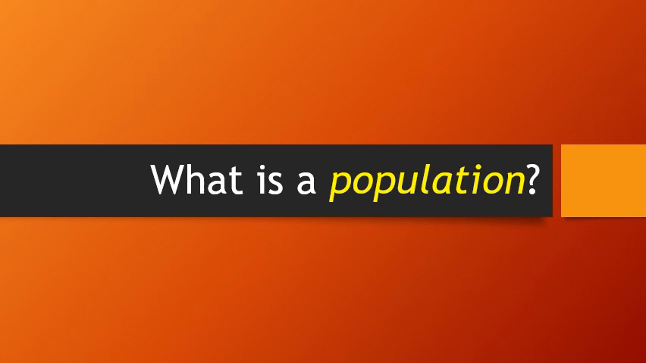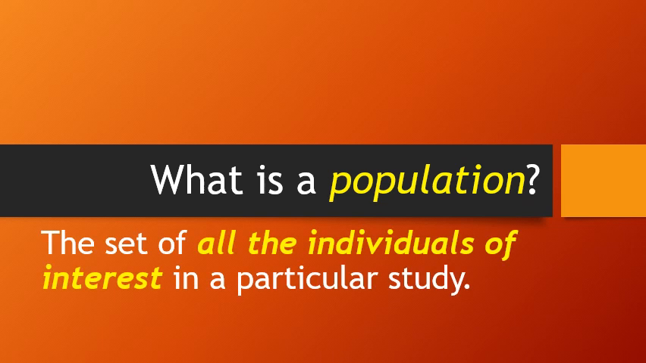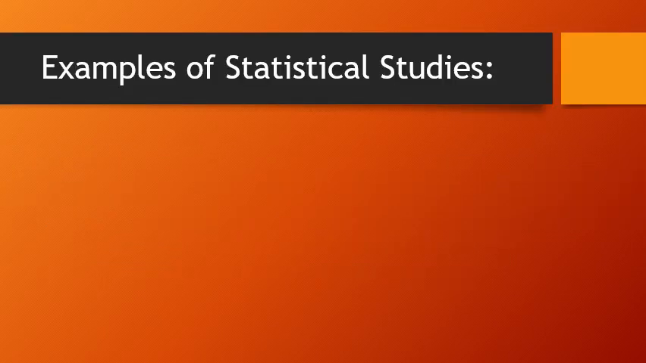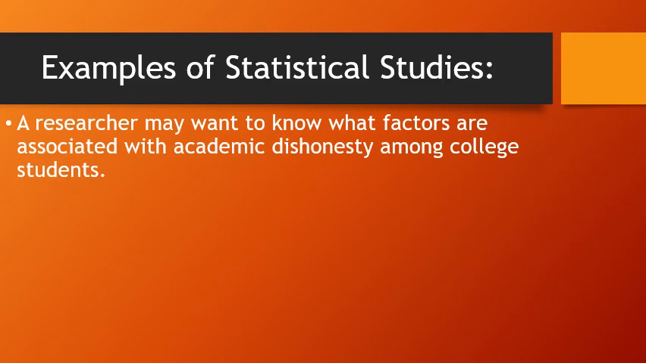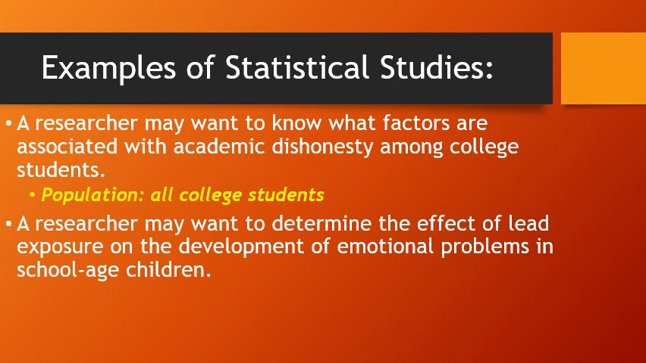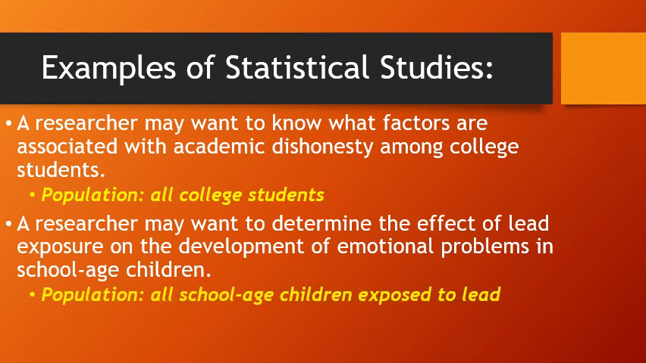Let's talk about a population. What is a population? It's the set of all the individuals of interest in a particular study. And here's an example of a statistical study. A researcher may want to know what factors are associated with academic dishonesty among college students. The population that they're looking at is all college students. Here's a second example. A researcher may want to determine the effect of lead exposure on the development of emotional problems in school-aged children. Again, the population here would be all school-aged children exposed to lead.